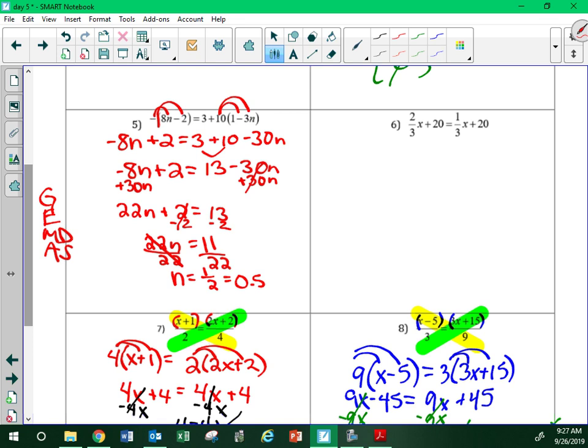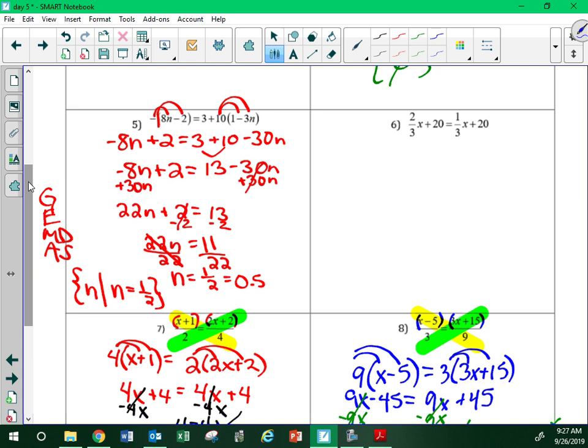Alright, just in case they ask for a set builder, n such that n equals 1/2. So this is an actual solution, one solution. Alright, number 6.